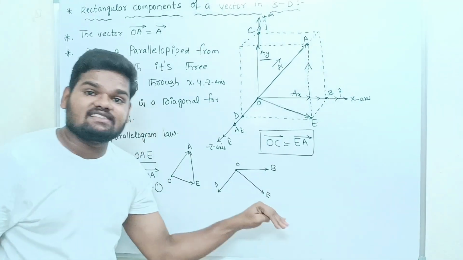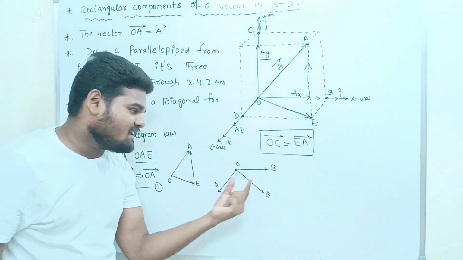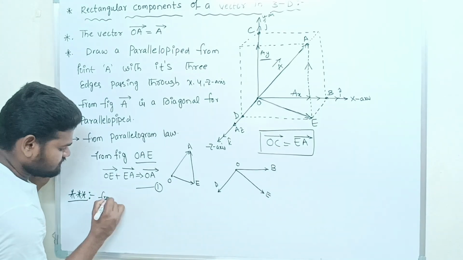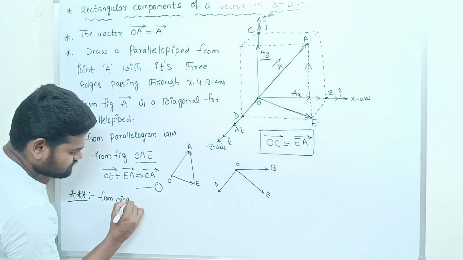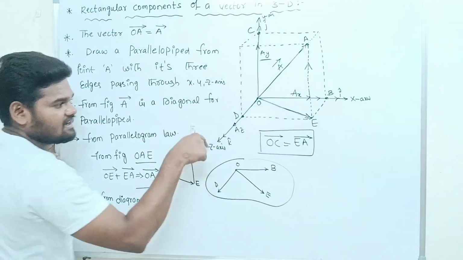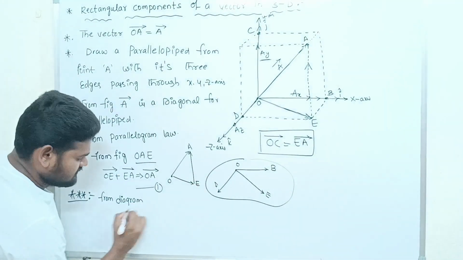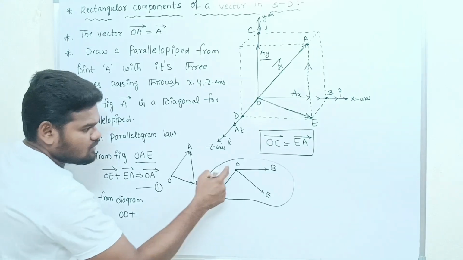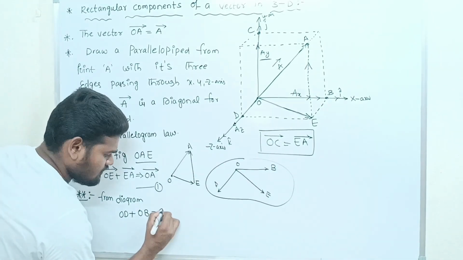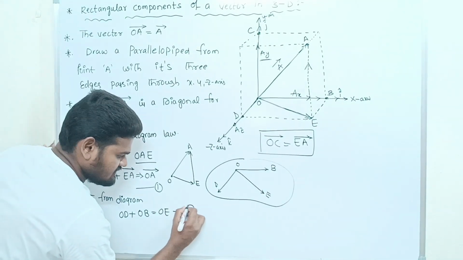Then the resultant is given by OE. So from this diagram we can write OD plus OB is equal to OE, the resultant. Say this is equation number 2.